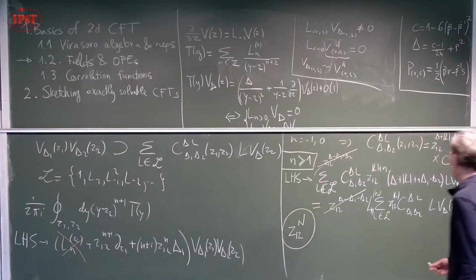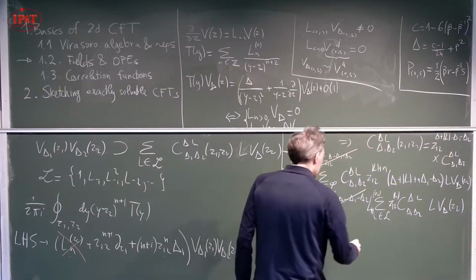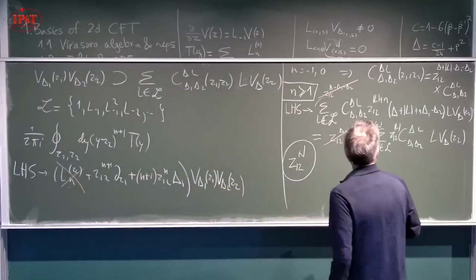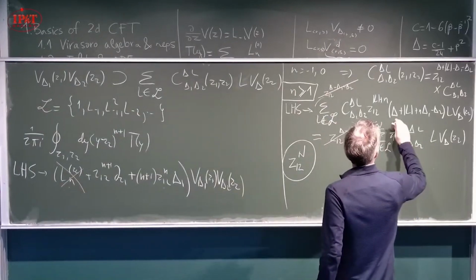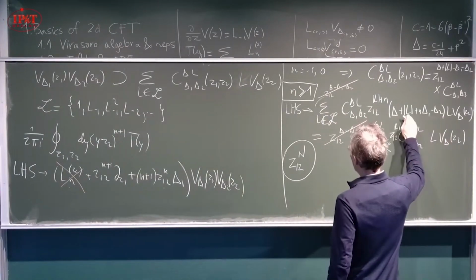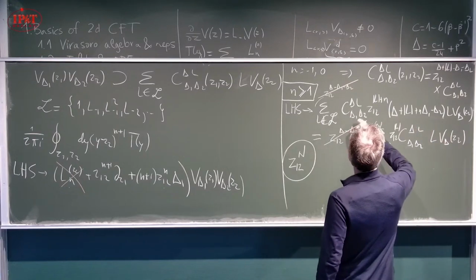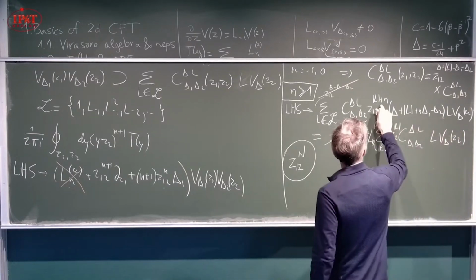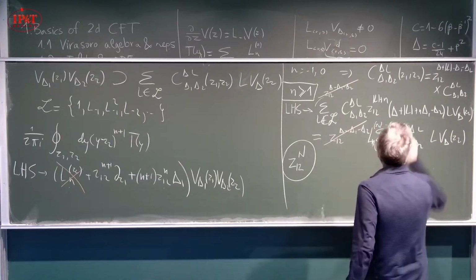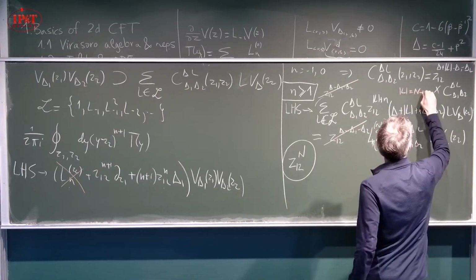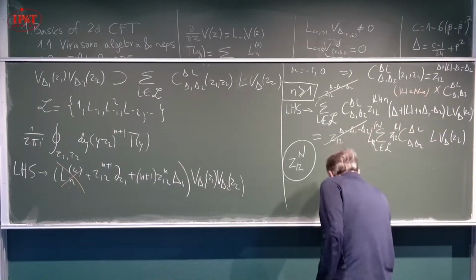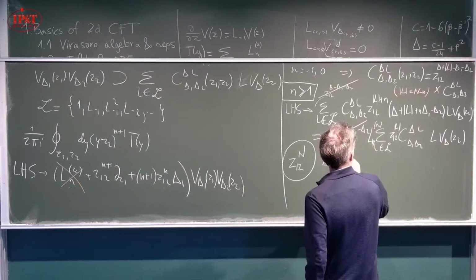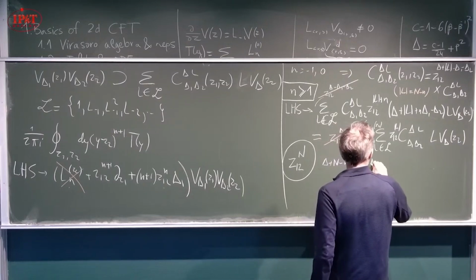So if we do that, we get the following equation. Here we get this overall factor. Now that we fixed that, we have to fix the level L. In this term we have to fix L equals N minus n. So we get delta plus N minus n plus n delta 1 minus delta 2.